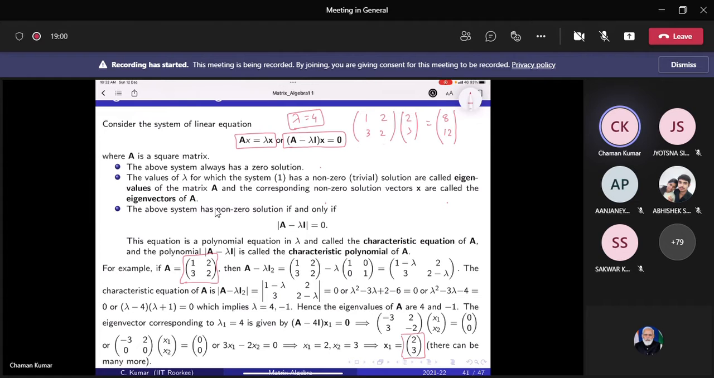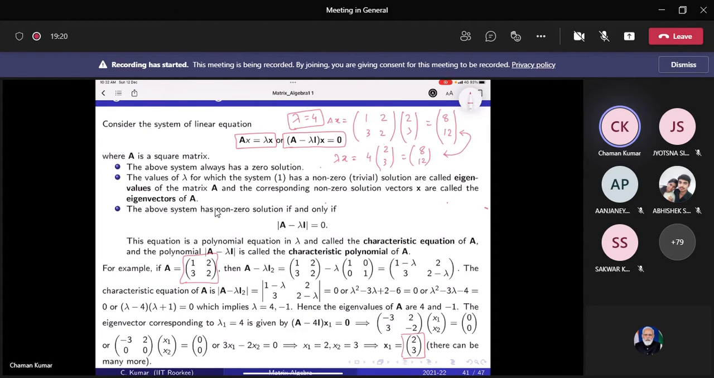So this is the left-hand side, Ax, and the right-hand side is lambda x. Lambda in our case is 4, and this is (2, 3), so this is (8, 12). So these two are equal. So what do we get from here?